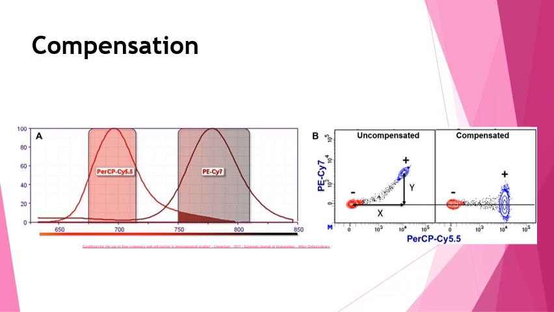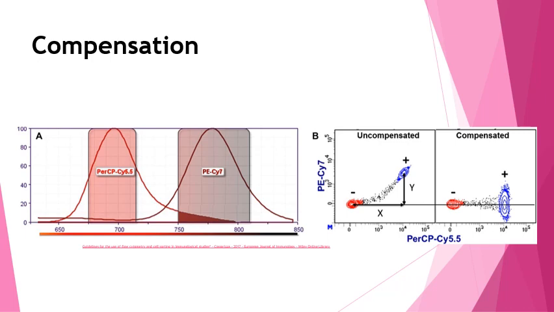And then you can tell the cytometer exactly where you want it to read that fluorochrome. Looking at this graph to the left, we have PerCP Cy5.5 and PE Cy7, and you can see where the peaks overlap each other. So we essentially want to get rid of that. Looking at the graph on the left, the first half is the uncompensated, showing PerCP Cy5.5 and then PE Cy7.